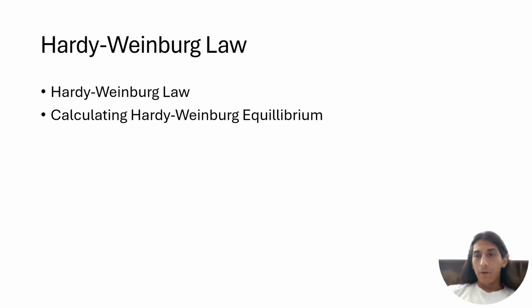The Hardy-Weinberg law. This is a fundamental principle in population genetics. It describes how genetic variation is maintained in a population over time. The law states that allele and genotype frequencies will remain constant from one generation to the next, assuming certain conditions are met. Random mating: individuals mate randomly with respect to genotype. No mutation: no new mutations occur. No gene flow: no individuals enter or leave the population. No selection: all genotypes have equal fitness. Large population size: the population is sufficiently large.